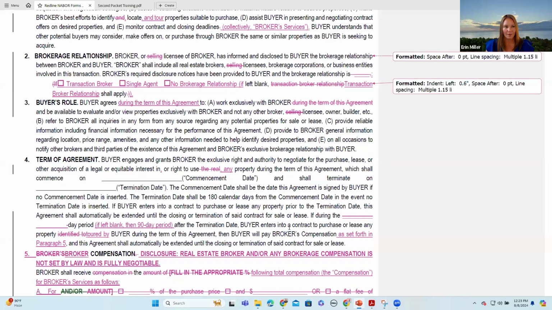Paragraph 3, because we want to make sure our buyer understands their obligations under this agreement, we're explaining the buyer's role.